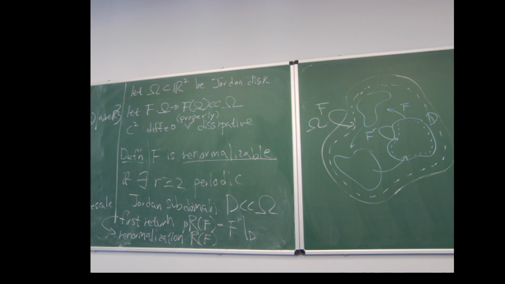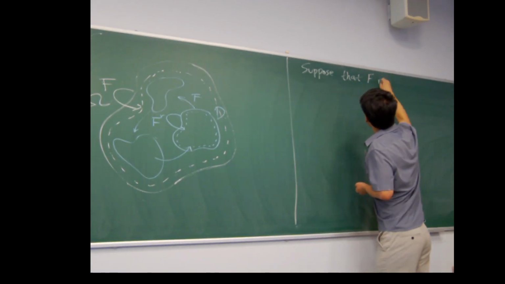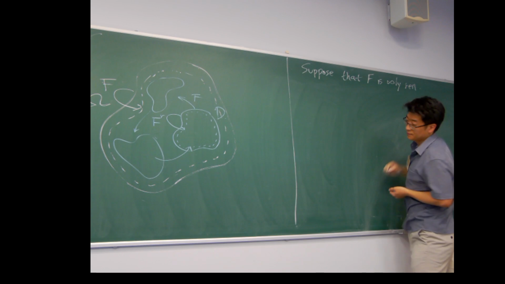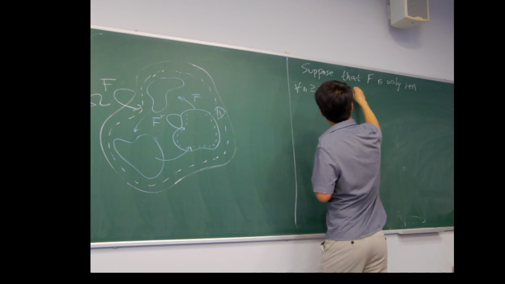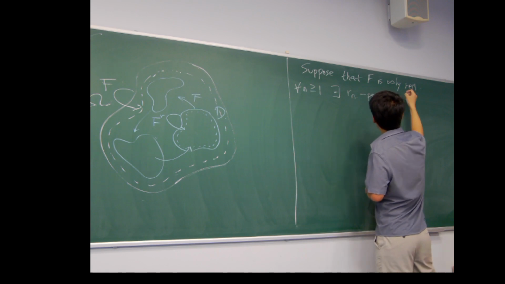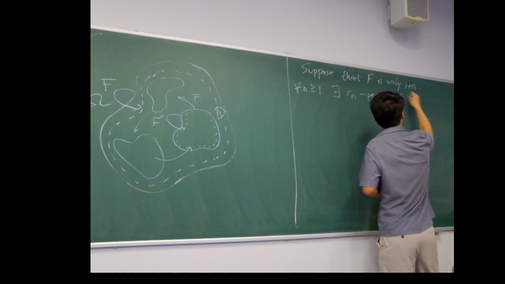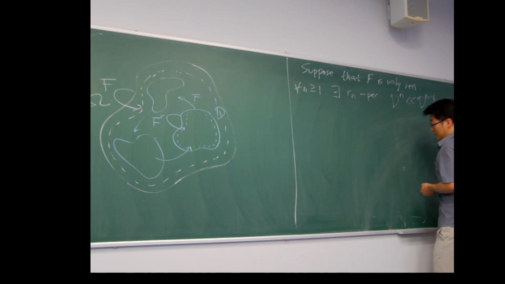And like before, we're interested in the case where you have this self-similarity occurring at infinitely deep scales. So we will suppose that F is infinitely renormalizable, so that for all n bigger or equal to 1, there exists some R_n periodic Jordan domain D_n compactly contained in the previous Jordan domain, which is compactly contained in the domain of your original map.